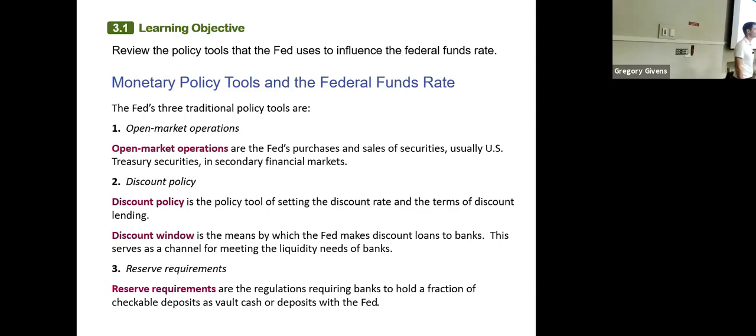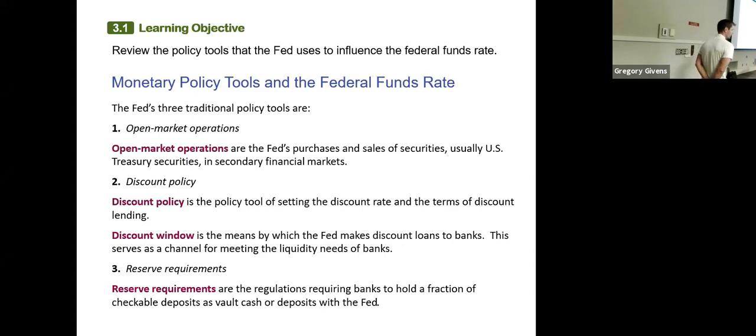The district Federal Reserve banks are the ones that make these loans to member banks in each district, right? This was to serve as the main channel for meeting the liquidity needs then of private banks. That's the second tool of monetary policy. Of course, today, discount policy is nowhere near as important or as frequently used as things like open market operations.